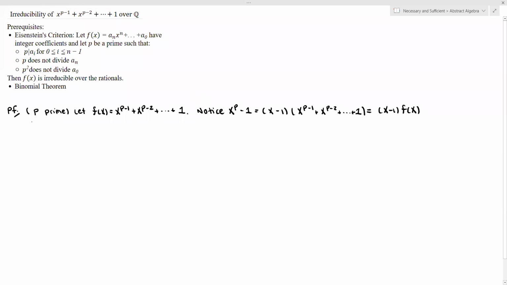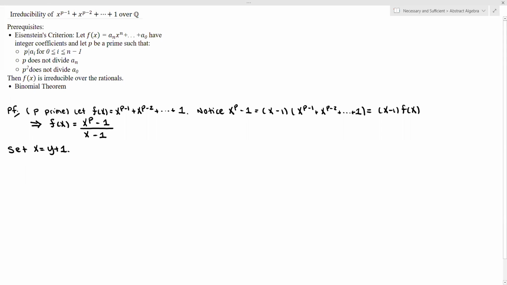So after a little rearranging, this implies that f of x is the same as x to the p minus 1 divided by x minus 1. So that was our first observation. Here comes the next part. This is a very common trick in these irreducibility problems, so it's definitely worth memorizing. And if you get stuck on this kind of problem, maybe try something like this. Set x equal to y plus 1. So seems kind of strange, but you'll see soon that it works out quite nicely.